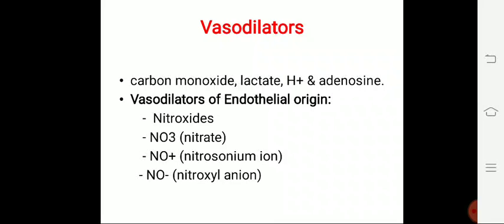Vasodilators include carbon monoxide, lactate, hydrogen ions, and adenosine. The vasodilators of endothelial origin are the nitroxides: NO3, NO, nitrosonium ions, nitroxyl ions. These vasodilators decrease the blood pressure, and whenever there is increase in the blood pressure, these vasodilators cause vasodilatation and decrease the blood pressure to some amount. So this is all for the regulation of the blood pressure.